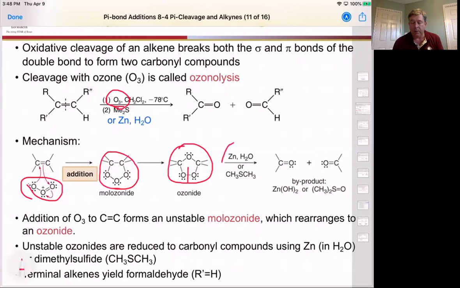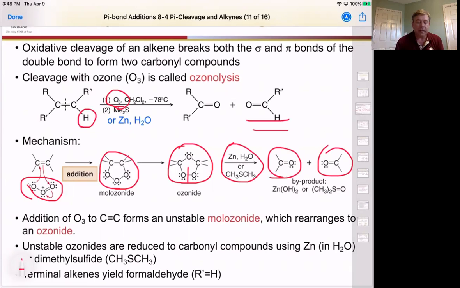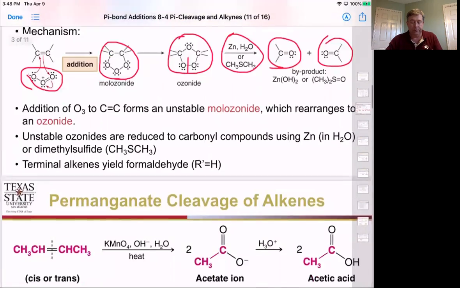So when we do a reduction to take it down to the byproducts, we end up with 2 different carbonyl products. If we have an H on the double bond, we end up with an aldehyde. If we have 2 R's on the double bond, we'll end up with a ketone. Okay, so we can end up with a ketone, an aldehyde, or a mixture of the two, depending on how substituted the alkene is when we begin.